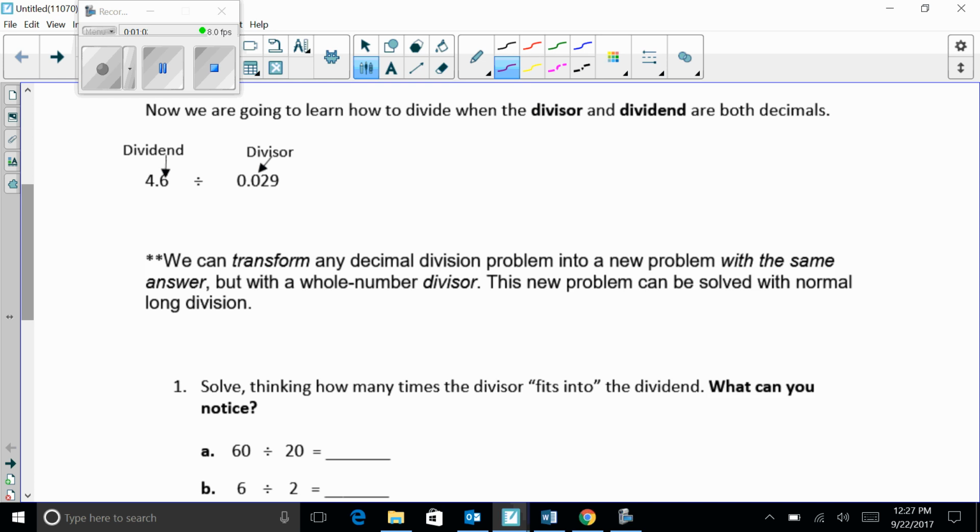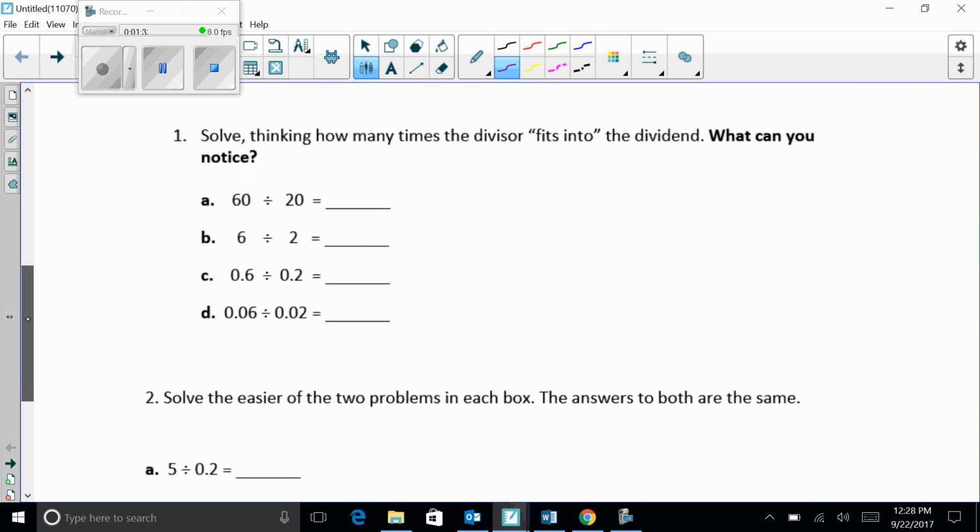And it says that we can transform any decimal division problem into a new problem with the same answer, but with a whole number divisor. This new problem can be solved with normal long division. So I'm going to teach you guys how to move those decimals and make your divisor a whole number. But then the very last example we do, I'm going to show you a shortcut after I show you the long way to do it, and you can use whichever way you prefer. So let's look at this first one.